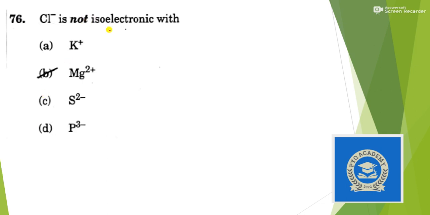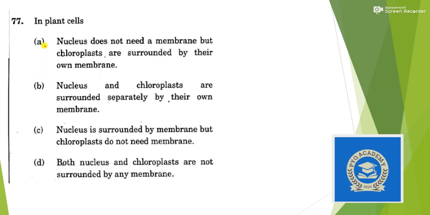Now, isoelectric means which species have the same number of electrons and which have not. So you will find that it will have 2, 8, 10, and all the others will have 18, 18 and 18. So answer should be option B. Next, in a plant cell, the nucleus does not need a membrane. So the answer should be that nucleus and chloroplast are surrounded separately by their own membrane. Yes, because a plant cell is nothing but a cell having membrane-bounded cell organelles.